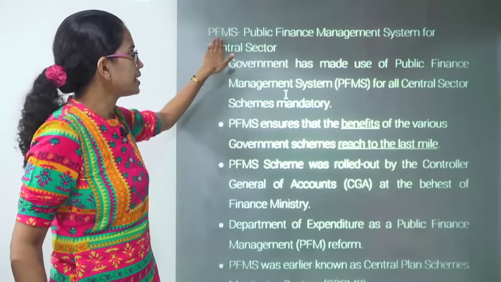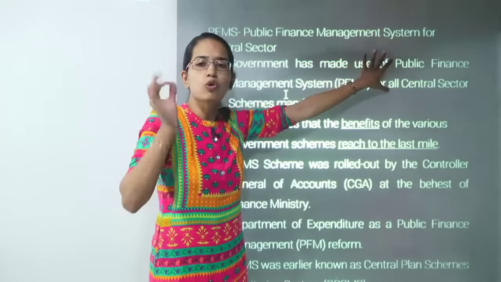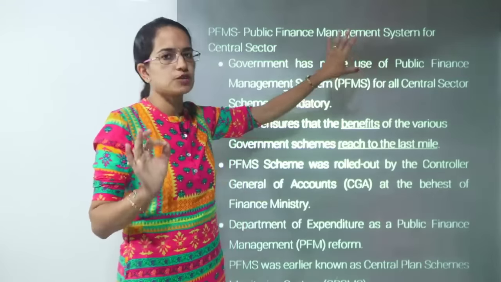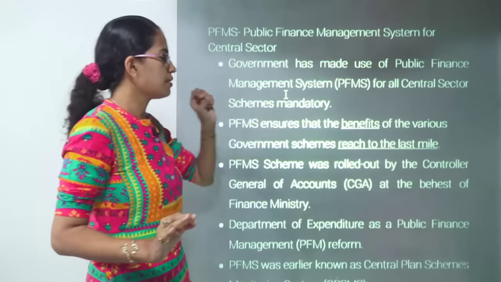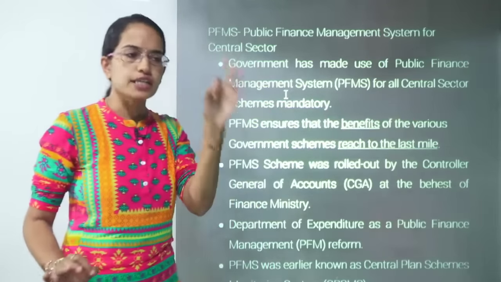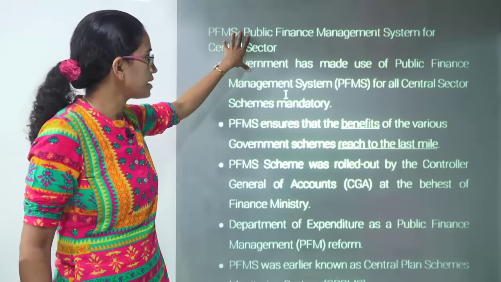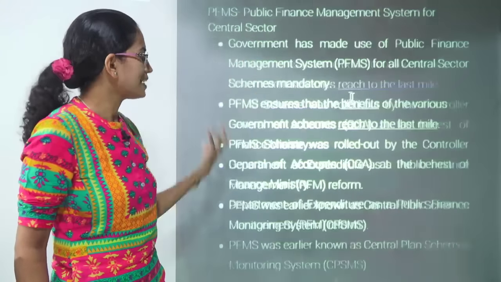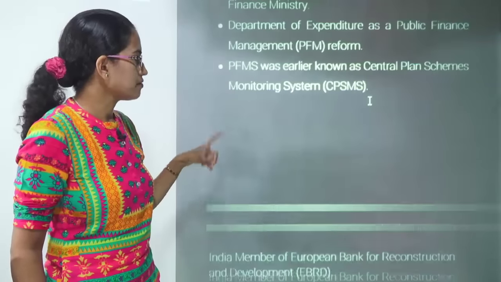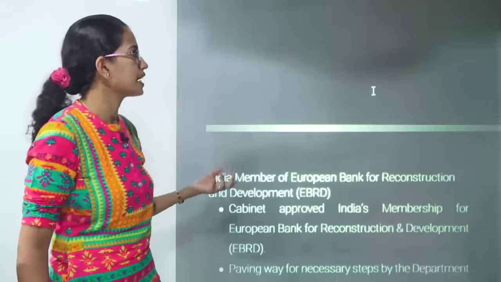The next is PFMS, that is Public Finance Management System. The core idea of the Public Finance Management System is that all the benefits should reach the last mile, or the person who is intended for it. To check that, you have the PFMS that has been established by the center, and this is again very important and would be led by the central monitoring system, the CPGRAMS that we say.